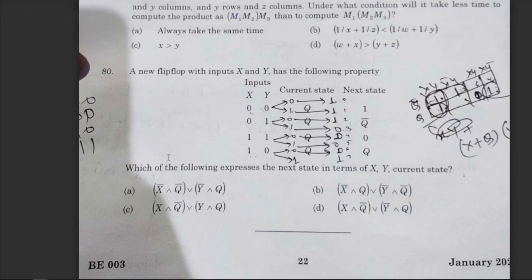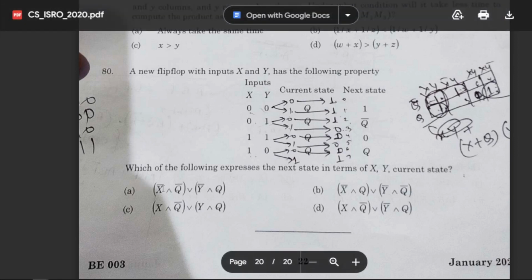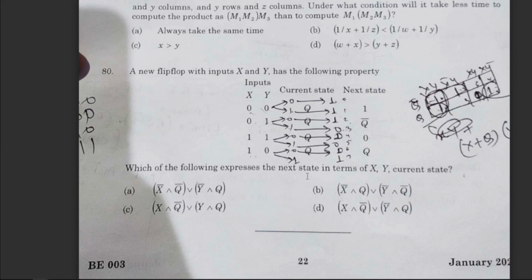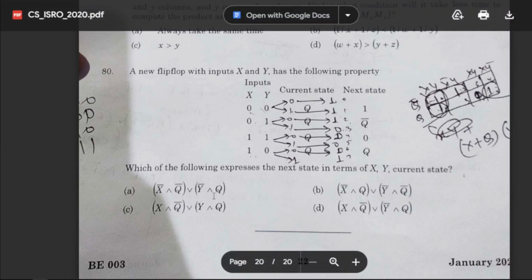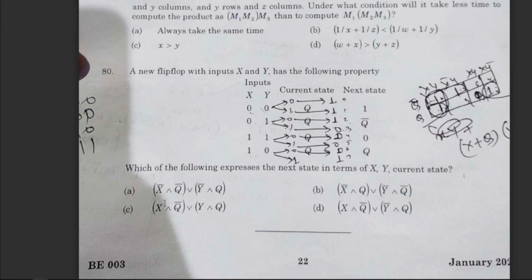Okay, 80 is: a new flip-flop with inputs X and Y has the following properties. So these are the input, current state and next state. Now which of the following expresses the next state in terms of X, Y and the current state? So for 80 our answer will be A, that is X bar and Q bar, or Y bar and Q.